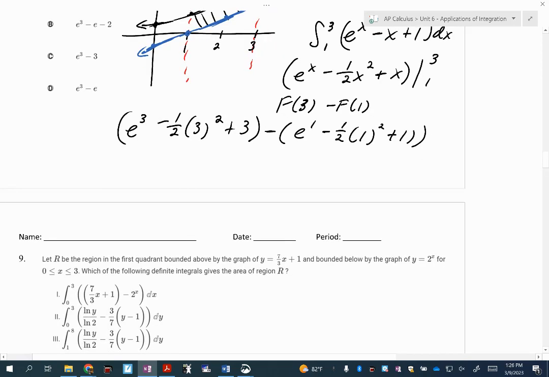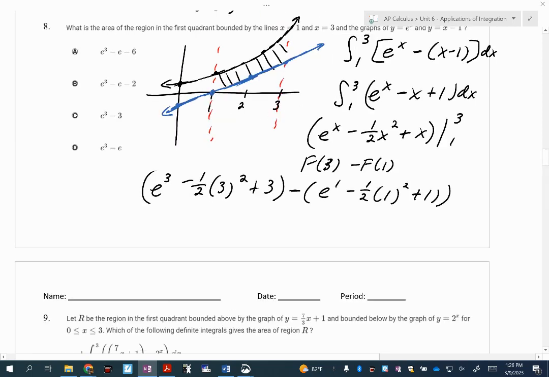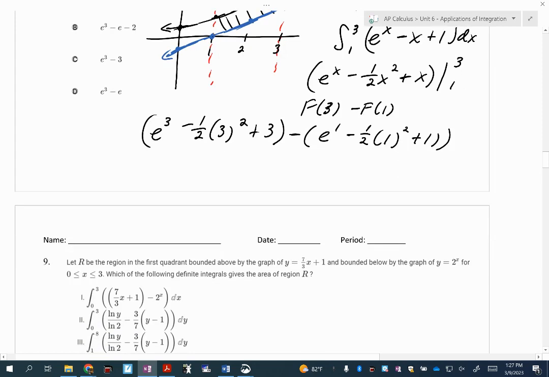All right, what I would encourage you to do is make sure that you are dealing with the whole numbers or fractions at first if you can. So in this case, I see that it's going to be 3 squared, which is negative 9/2 plus 3. And then minus, that's going to be negative 1/2 plus 1, which is going to be 1/2.